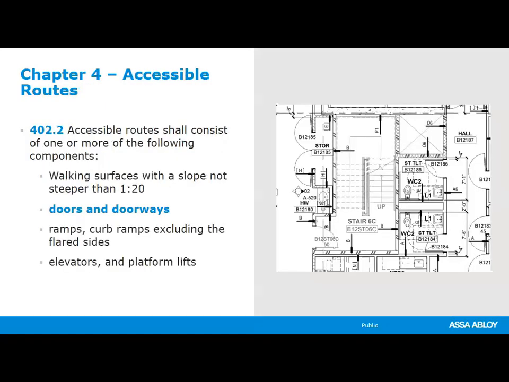An accessible route is a continuous, unobstructed path that connects all accessible elements and spaces in a building, facility, or site. Accessible routes shall consist of one or more of the following components, and our point of interest is the doors and doorways. Those will be found in Chapter 4. All components of an accessible route shall comply with the applicable portions of this standard. Revolving doors, revolving gates, and turnstiles shall not be part of an accessible route.